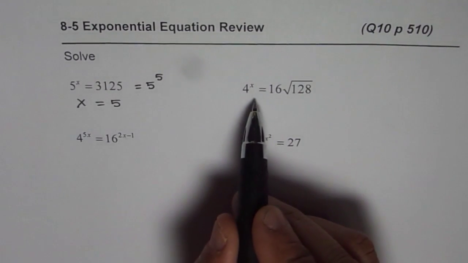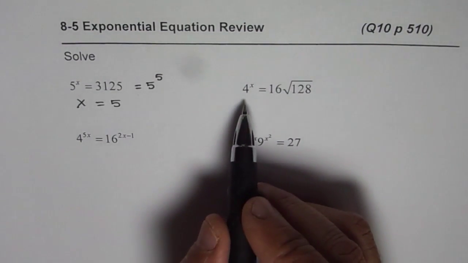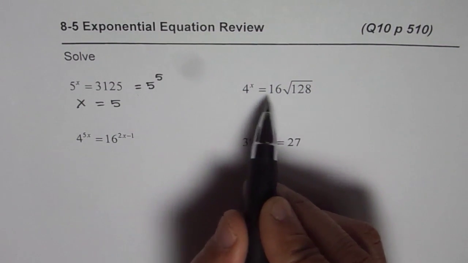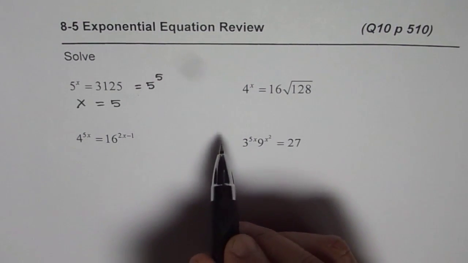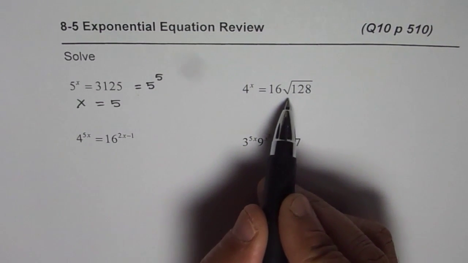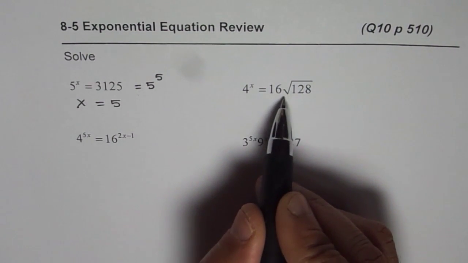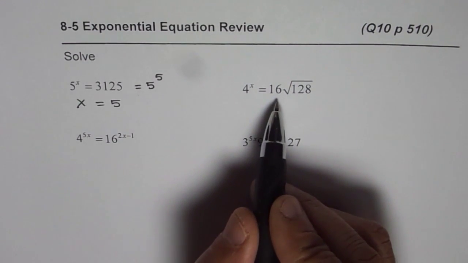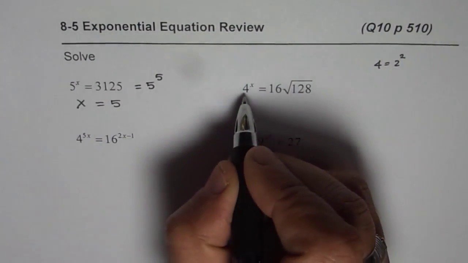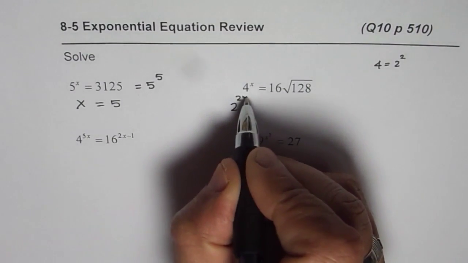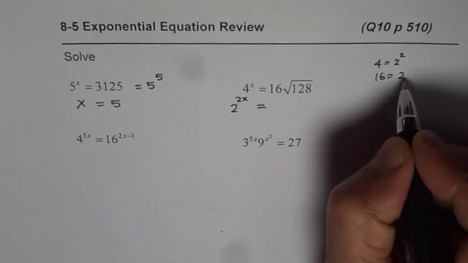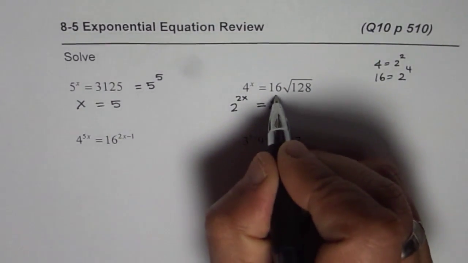The next one is slightly difficult. Here we have 16 times root 128 on the right side and 4 to the power of x. We should write them in powers of 4. Now writing as a power of 4 is kind of tricky. So what we can do is write both the left side and the right side as powers of 2. 4 could be written as 2 to the power of 2, correct? So the left side is 2 to the power of 2x. 16 can be written as 2 to the power of 4.